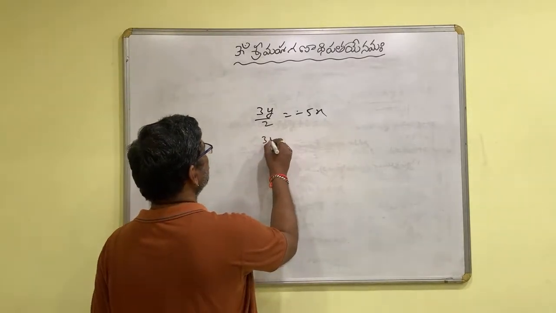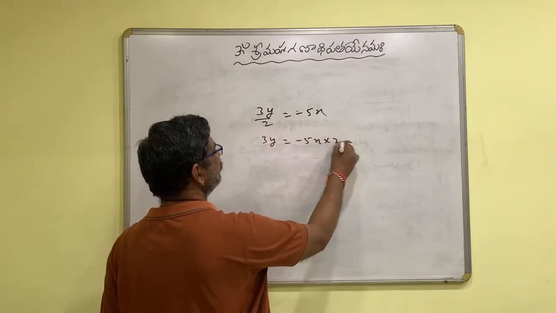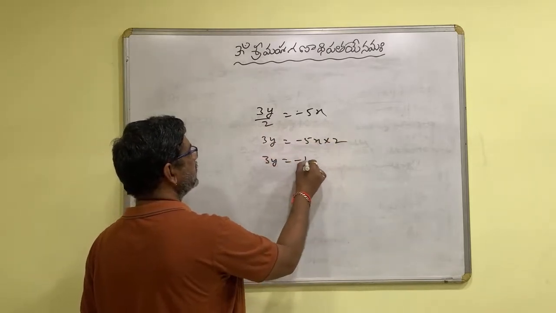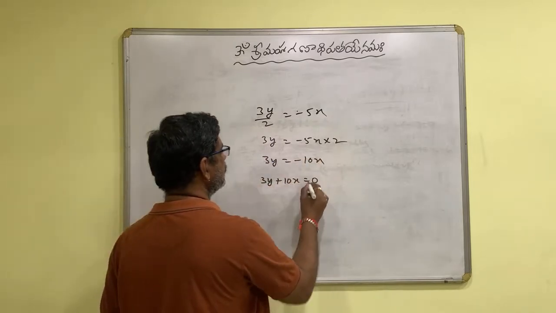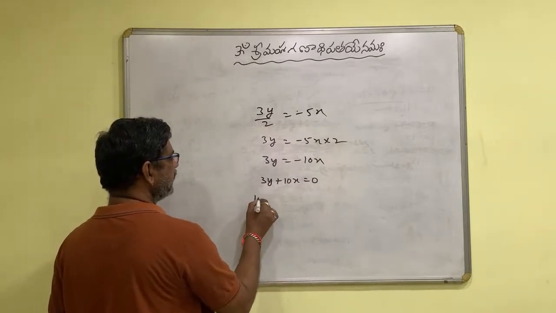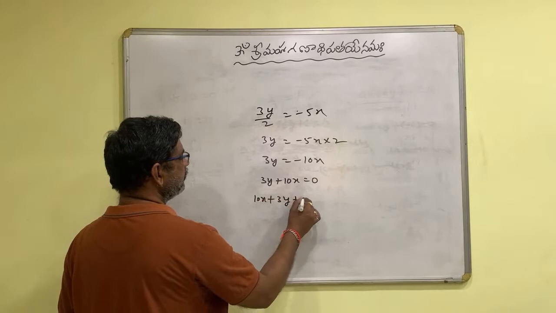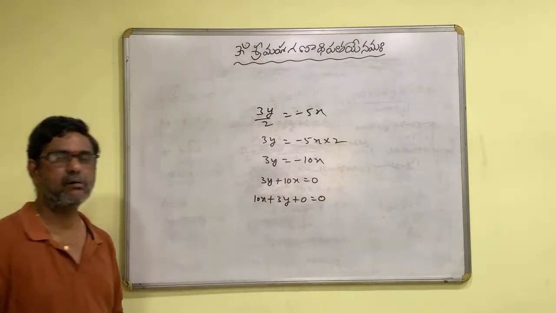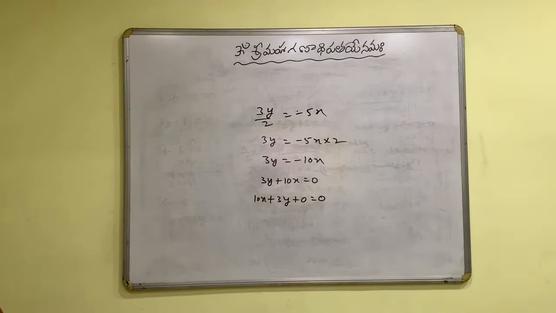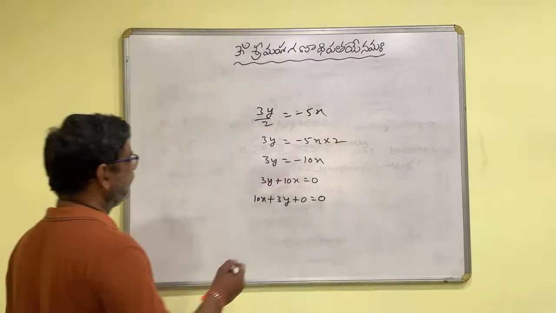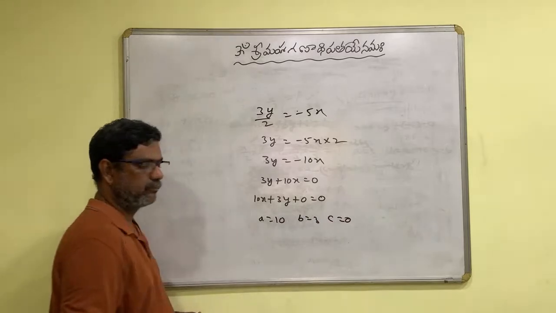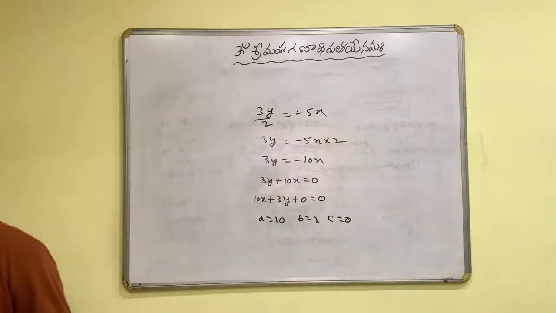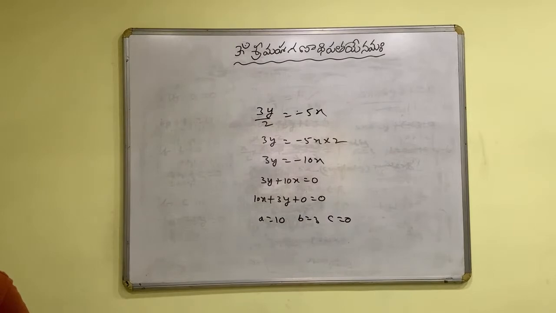Yes. 3y is equal to minus 5x into 2, minus 10x. 3y plus 10x is equal to 0. We need to write general form. 10x plus 3y plus 0 is equal to 0. So A is 10, B is 3, C is 0.